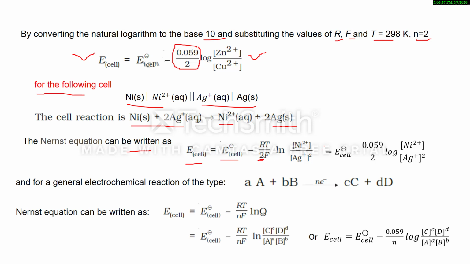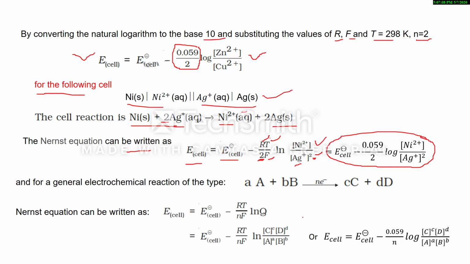This is ln. Now again see this Ni2 plus, this is coming in the product side and this is Ag plus, this is coming in the reactant side. Again this is squared. Why is this squared? This is the stoichiometric coefficient of this Ag plus. And if we put the value of R, temperature is 298 Kelvin and F is 96,487, then we will get our final expression for the cell potential of this cell.